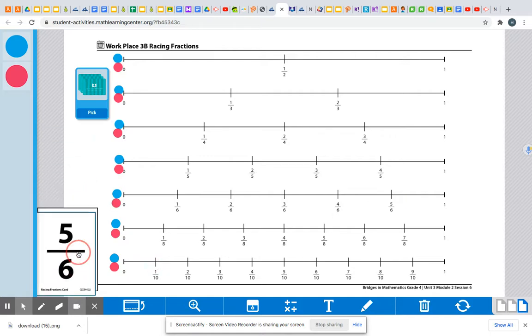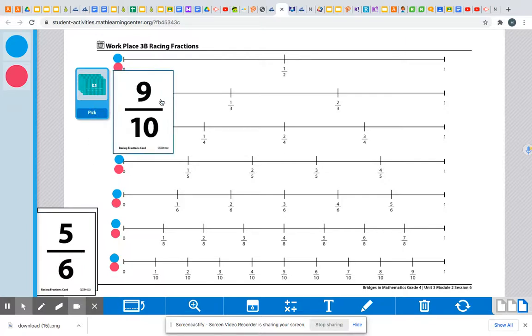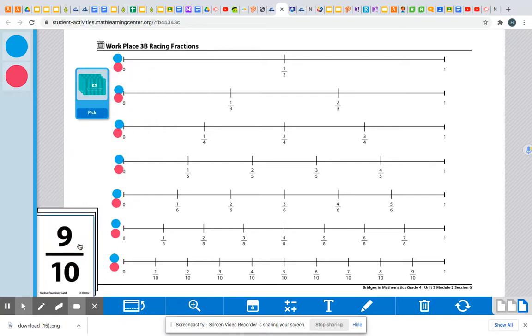I'll go ahead and move those out of the way, and then I'm going to flip over another card. The object of the game is to be the player who gets to 1 on all of the number lines first. So I'm going to pick my card. I got 9/10. Let's say that I'm the red game marker. I'm going to move this game marker to 9/10. Now I could break it up into other fractions to add those together, but this time I'm just going to keep it simple and move to 9/10.